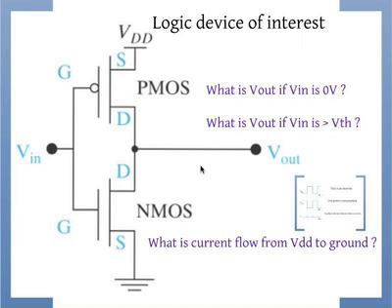Okay, last question. Spend about a minute. Think about it. What is the current flow from VDD to ground in either situation? Yes. It is 0. Why? Yes, exactly. That's another beauty of this design, is that it uses very low power.